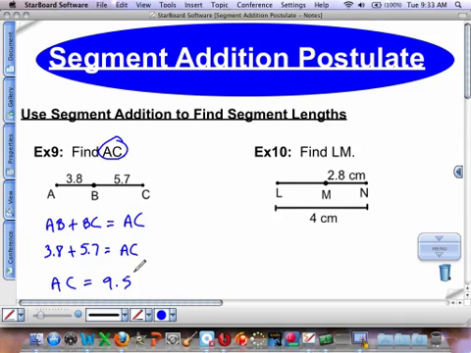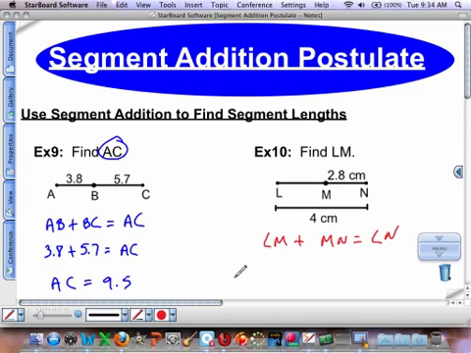Number 10. Christina, what would be my geometric equation for number 10? Go ahead, Christina. LM plus MN equals LN. Yep. Okay. So what are we solving for? LM. All right.